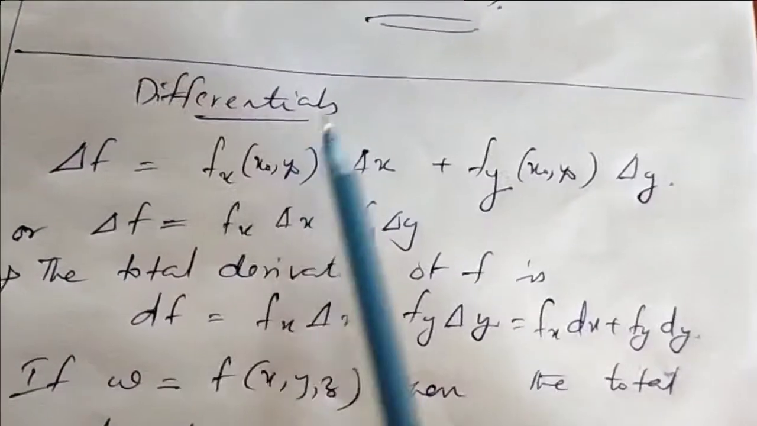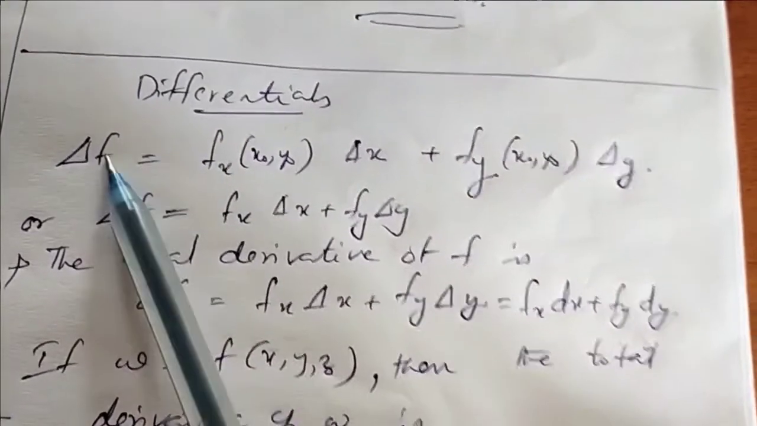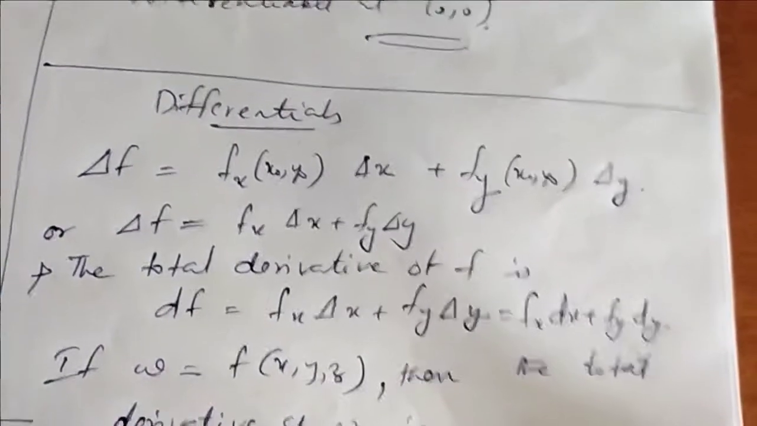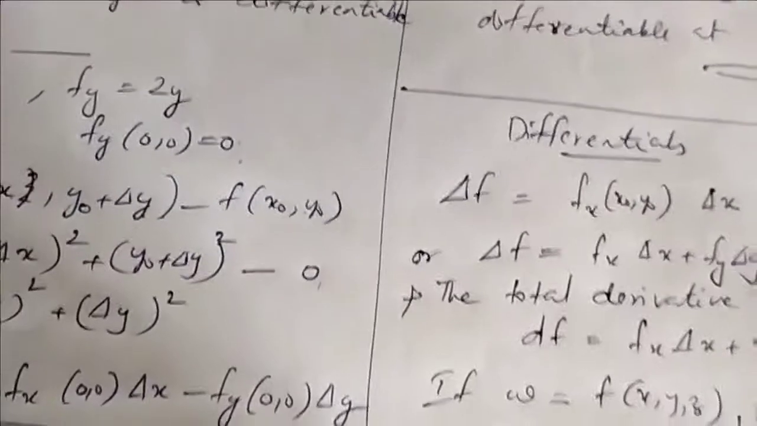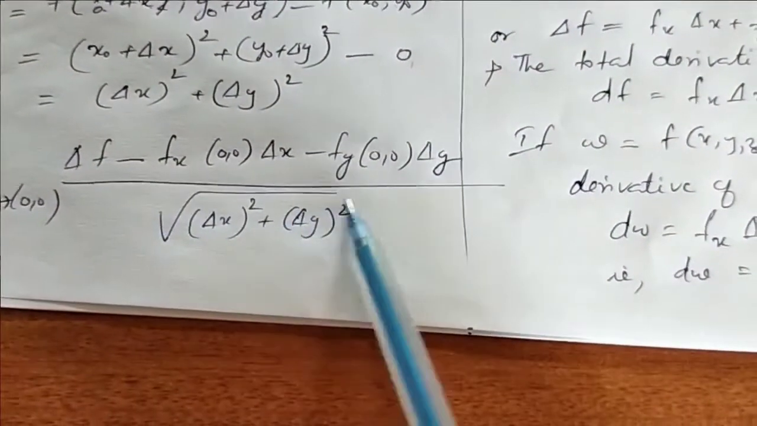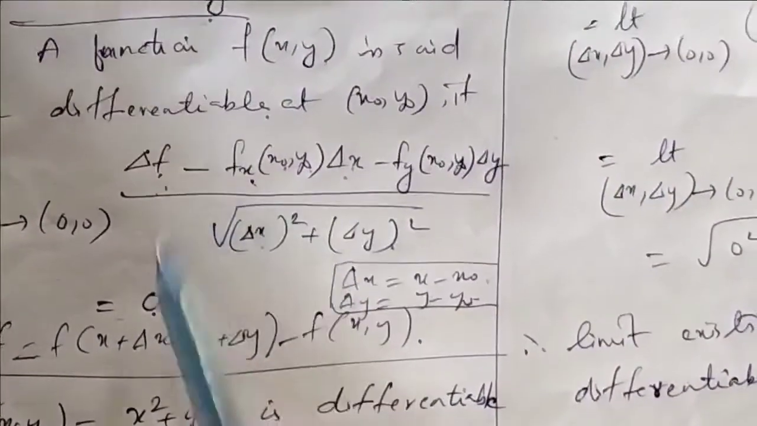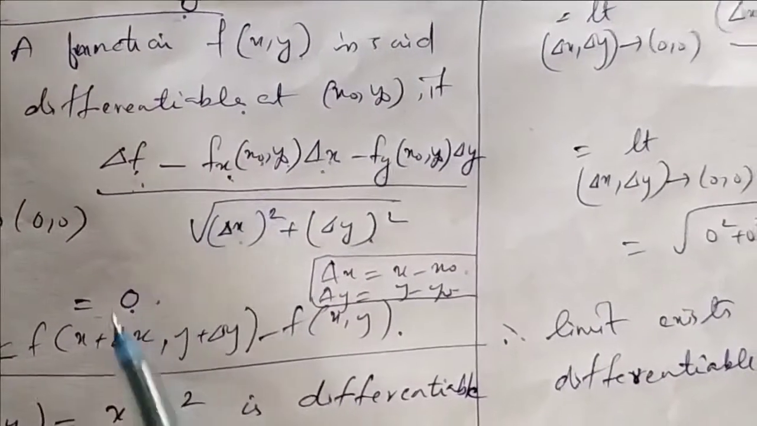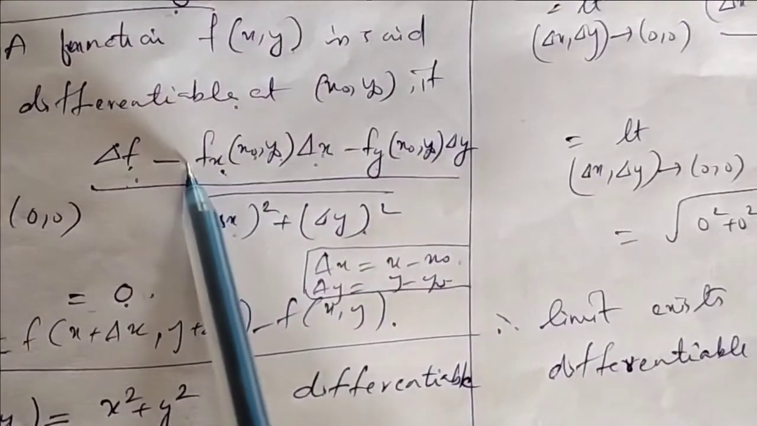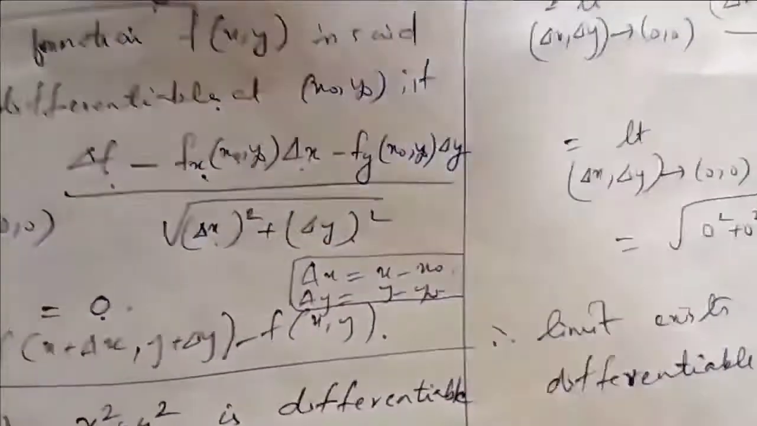Next is differentials, or the total derivative. I have already told you, what is Δf? Δf is the change in the value of f. From this formula, the limit of [Δf minus this term] divided by the square root of that is equal to 0. So if it is 0, the derivative exists. Already I have told you. So from this, what is Δf? Δf is this negative term, and the negative term goes to the right-hand side, so it becomes positive.